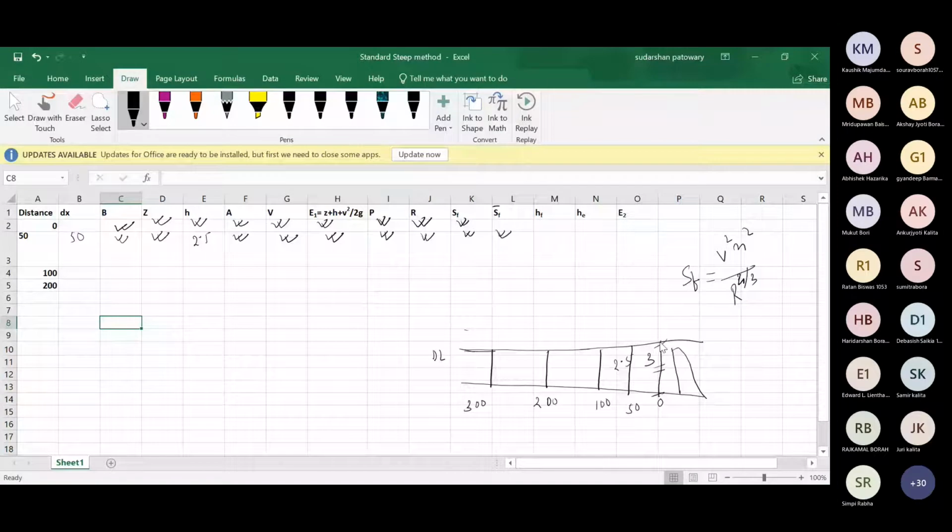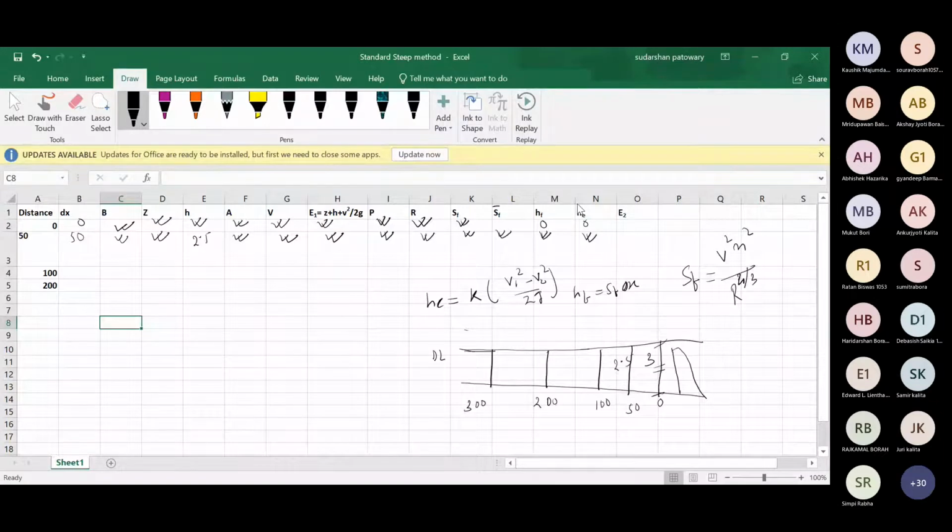Next HF you can calculate here. Here HF is equal to what? HF is equal to SF bar into delta X. HF is calculated from this. HC you can calculate here depending upon our K value. That means HC is equal to K times V1 square minus V2 square by 2g. If the K value is given, then you can calculate this.